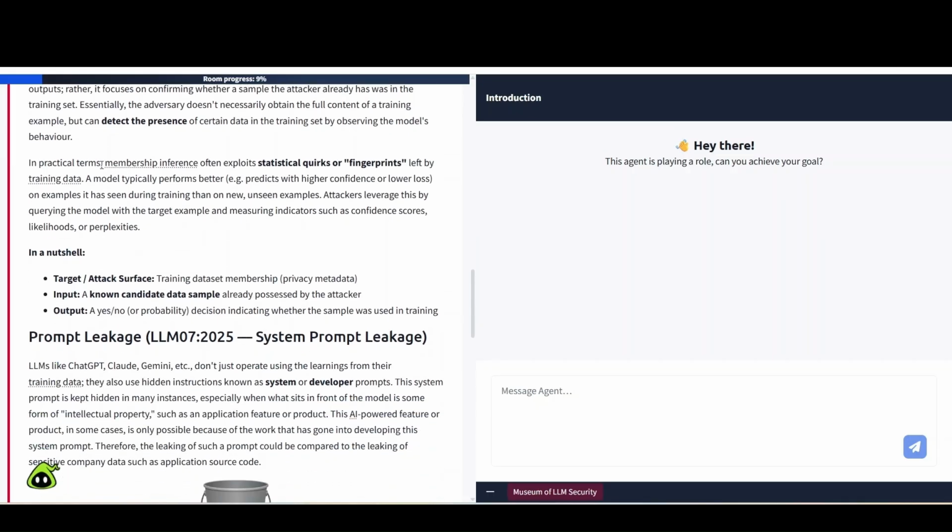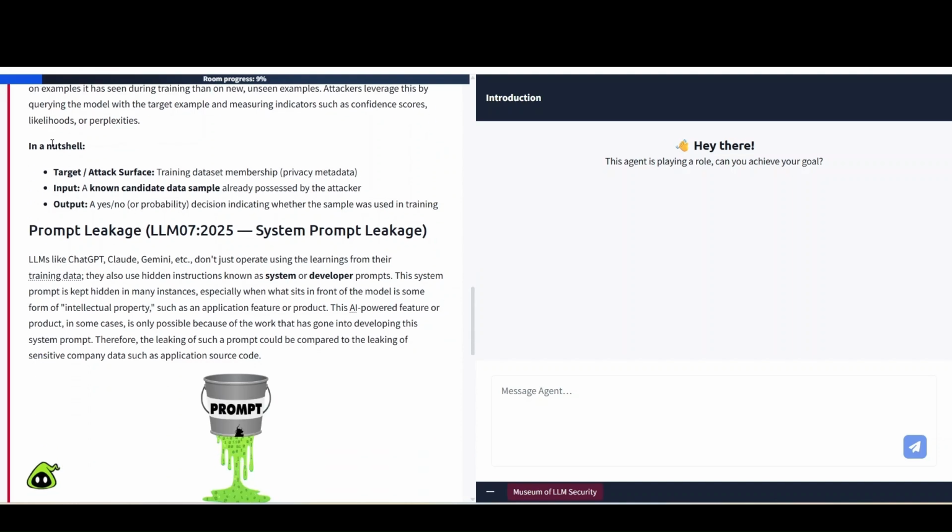Interesting. In practical terms, membership inference often exploits statistical quirks or fingerprints left by training data. A model typically performs better on examples it has seen during training, predicting with higher confidence or lower loss than on new, unseen examples. Attackers leverage this by querying the model with the target example and measuring indicators such as confidence scores, likelihoods, or perplexities. In a nutshell, target/attack surface: training data set membership, privacy, metadata. Input: a known candidate data sample already possessed by the attacker. Output: a yes or no or probability decision indicating whether the sample was used in training.